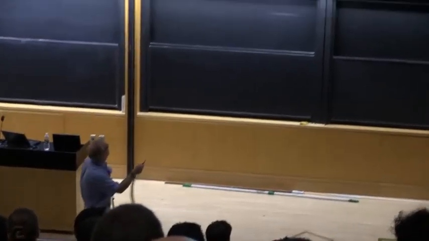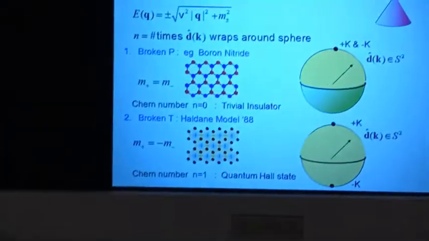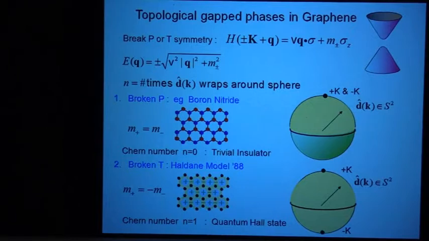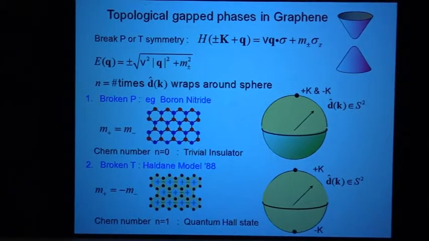Parity is broken by having these 2 atoms be different. So what that means is that there's an energy which is different on the A sublattice than there is on the B sublattice. So that means I put in a term proportional to sigma z.